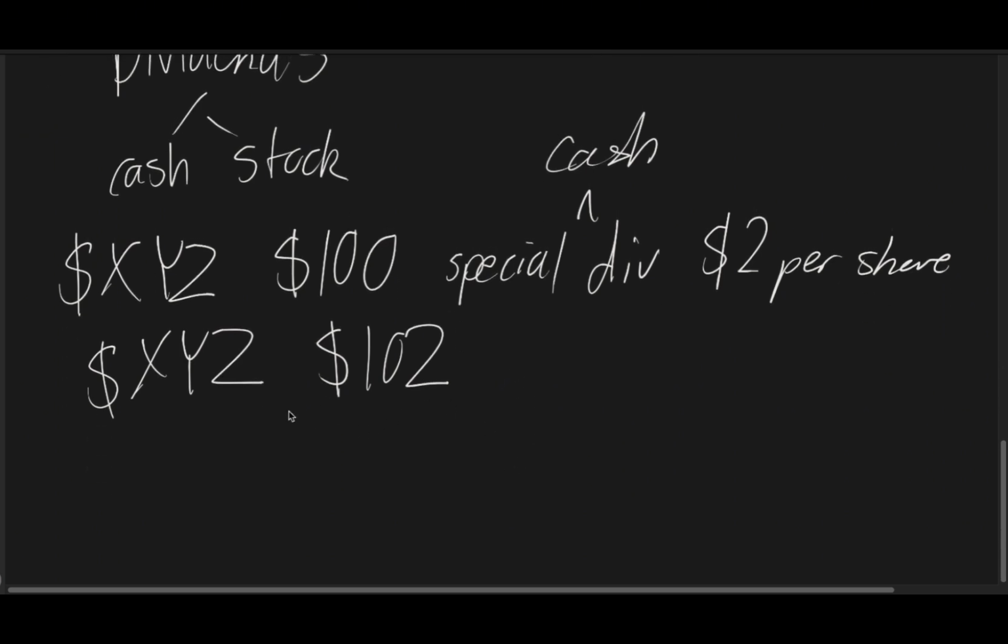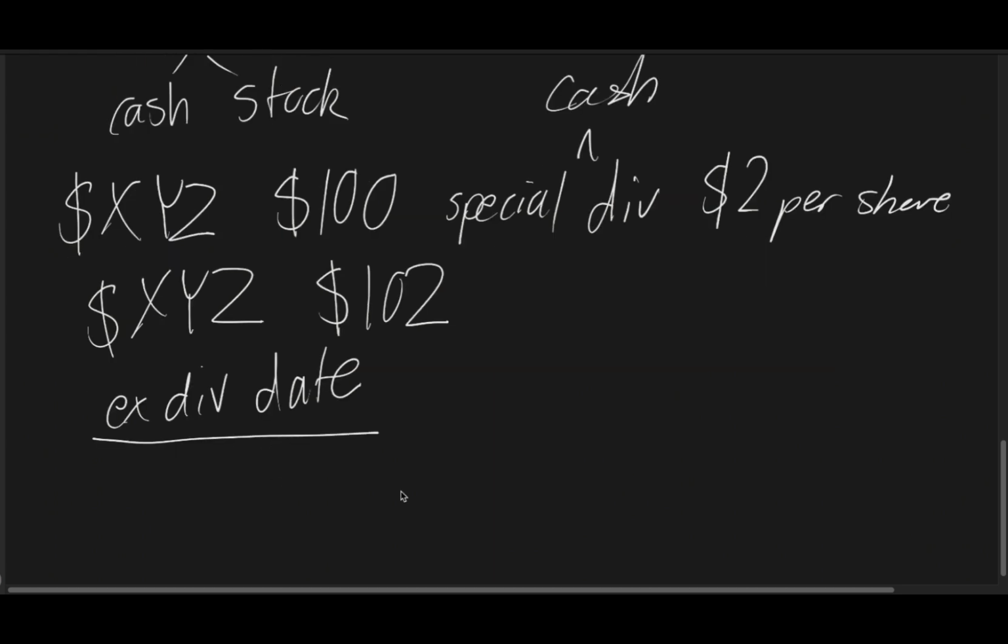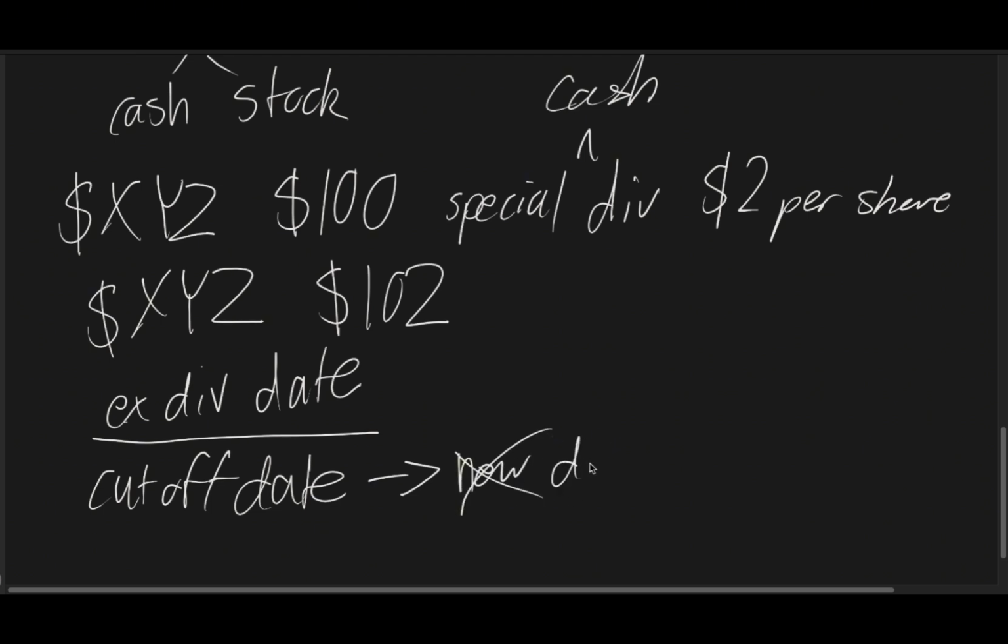And what I was saying is the X dividend date. So the X div date. The X dividend date is basically the cutoff date before new investors. After this date, new investors won't be able to get the dividend.